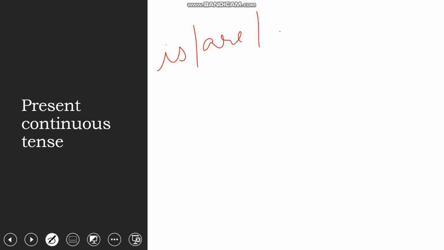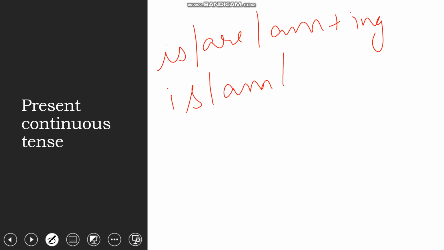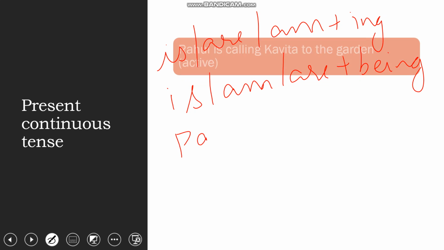In a present continuous tense, when we are framing a sentence in active voice, what do we use? We use is, are or am plus the verb in the ing form, right? But now when we are converting this active voice sentence to a passive voice, how would we convert it? We will convert it by using is or am or are plus being plus the past form of the verb, right? So let's see an example to better understand the concept.